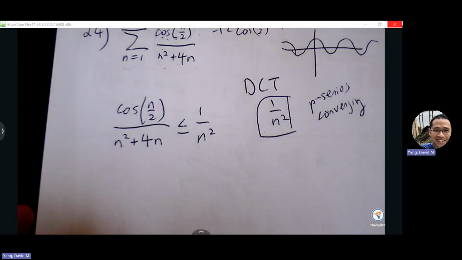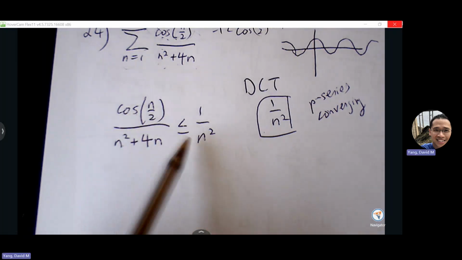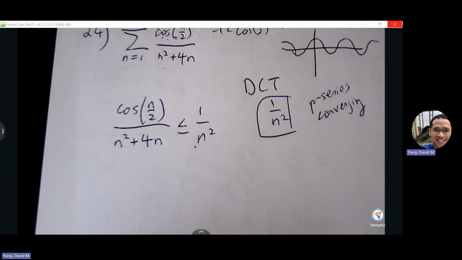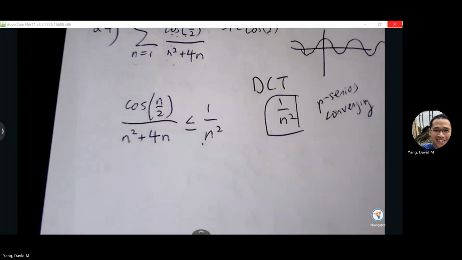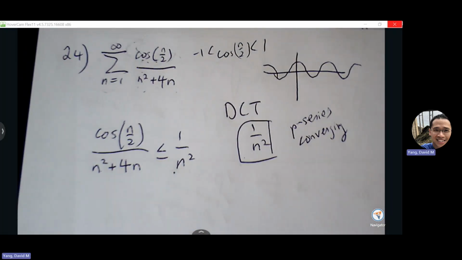Wait, but since cosine also goes to -1, does that change anything there? Like if it was -1 over n squared? It's still going to be less than 1 over n squared. See, my only issue is I would never think to do that, -1 is less than cosine, which is what it was.